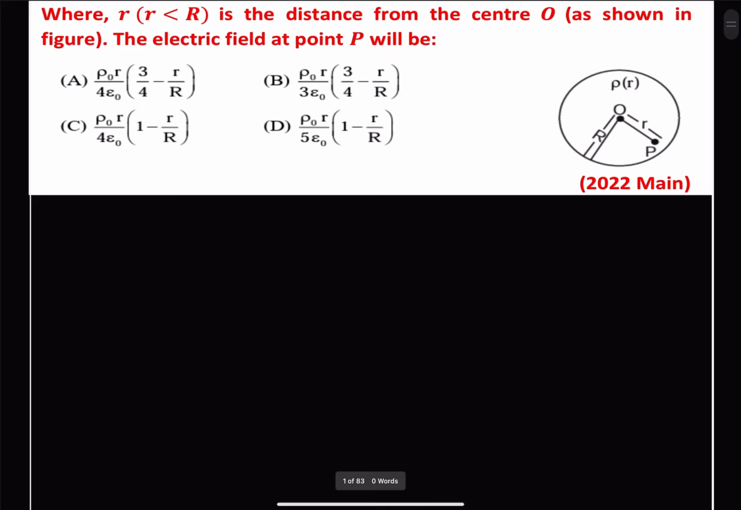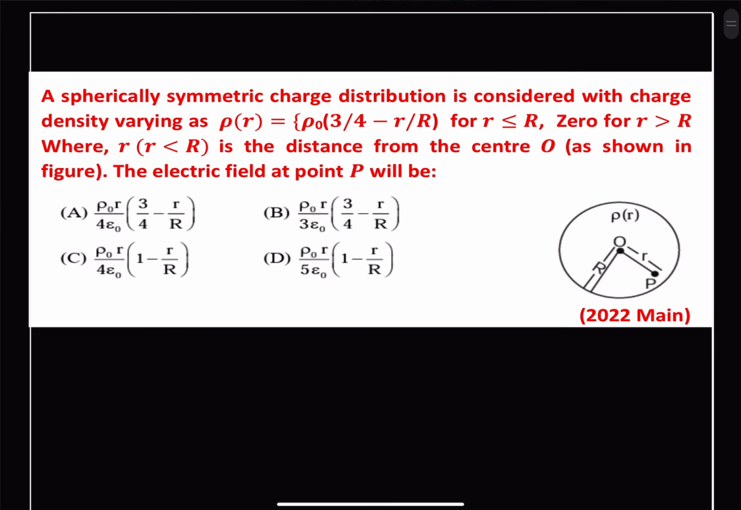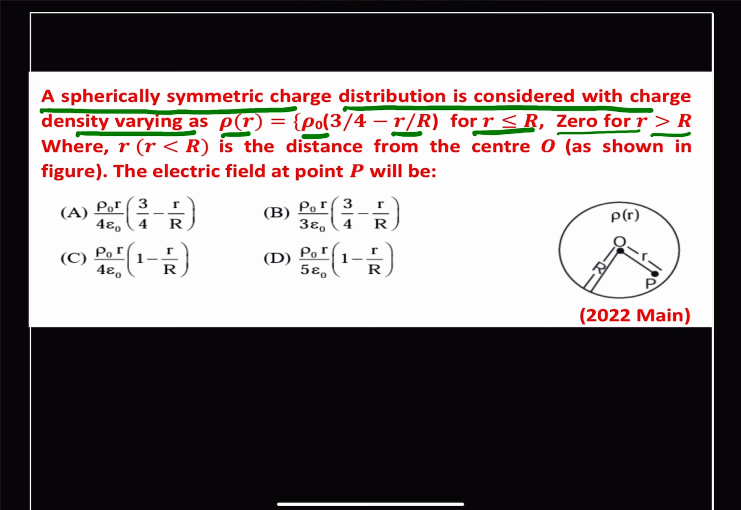So in the first question, it states that a spherically symmetric charge distribution is considered with a charge density varying as rho of r, given as rho naught times 3 by 4 minus small r divided by capital R when r is less than or equal to capital R, and it is 0 for r greater than R, where r is the distance from the center O as shown in the figure. The electrostatic potential at point P will be.